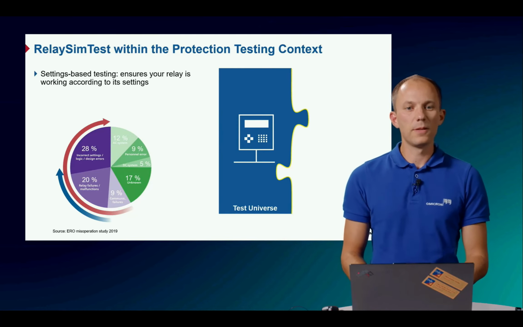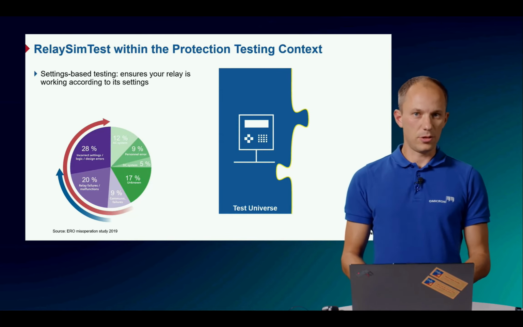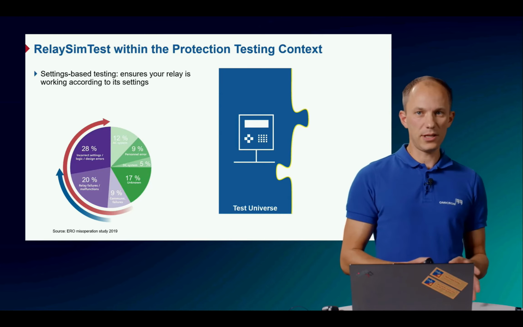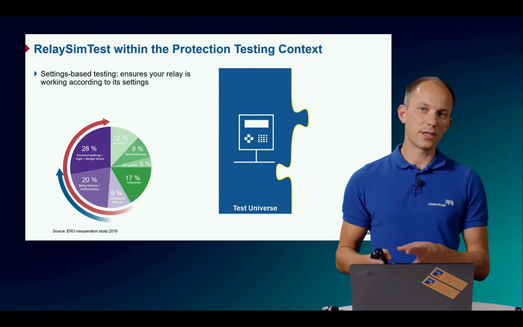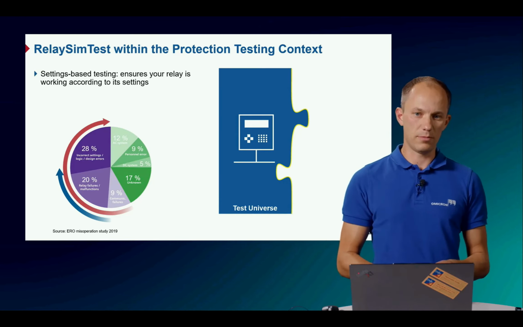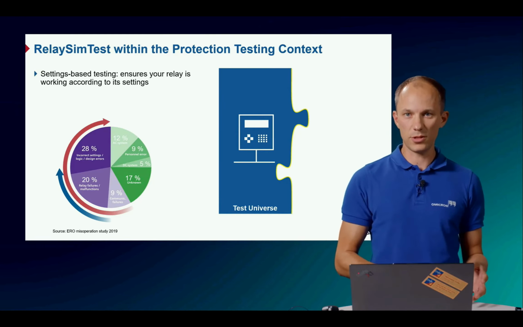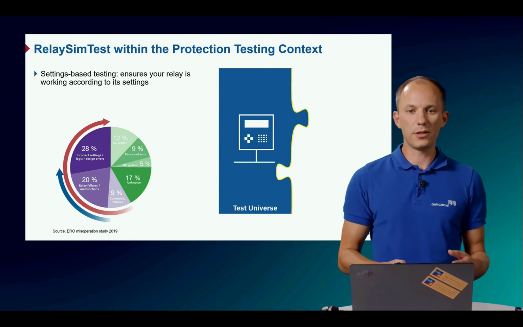But as you see, there are also other parts that cause maloperations in the substations, like, for example, incorrect settings of a relay. So somebody calculated wrong settings, and these settings are set in the relay. When you test this with Test Universe, you will find no difference between the set parameter and the test result. So therefore, we need a second approach to test the overall protection system.